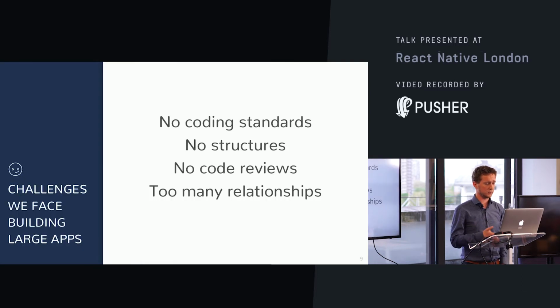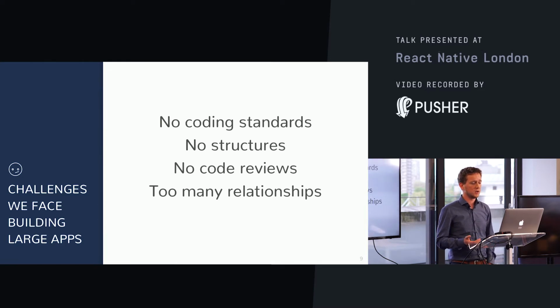So yeah, like I was saying, no coding standards, no structures. Sometimes you don't even have any code reviews, depends on the company you work for. And you have too many relationships. The main reason why this happens is ignorance and inexperience from developers. They are not aware what's going on. They spend a lot of time trying to figure things out. When it works, they just dump the code and it works, so it's fine. And we build on top of it, and it gets too complicated.